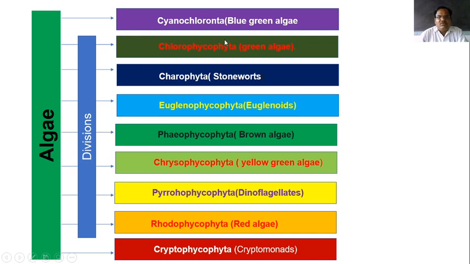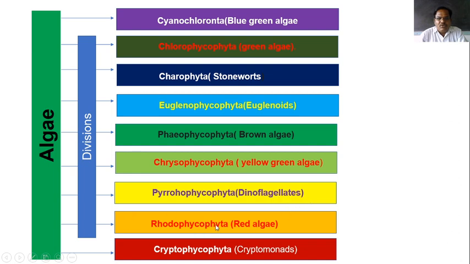The first is Cyanochloronta, which means the blue-green algae. The second is Chlorophycophyta, that is the green algae. Then Charophyta, that is stoneworts. Then Euglenophycophyta, which is the next division. Then Phaeophycophyta, that is brown algae. Then Chrysophycophyta, that is yellow-green algae. Then Pyrrophycophyta, that is dinoflagellates.